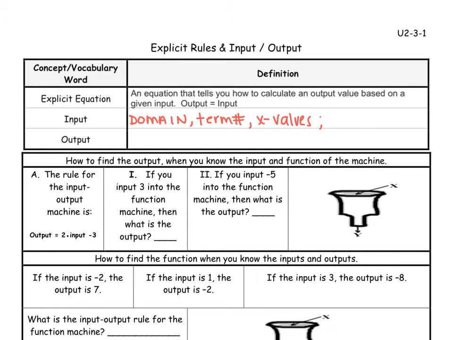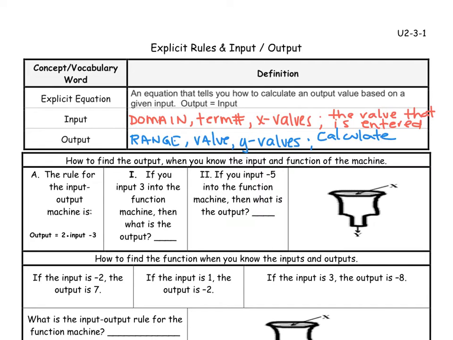But in terms of an input-output rule, it is just the value that is entered into whatever function machine or whatever rule that we are using. The output, if you remember, was our range. That was the value of each term. That was our y values. And in terms of explicit rules, it is the calculated value. This is after we apply the rule, whatever rule it is for the input-output. After we put the number in, our output is whatever that rule told us to do.